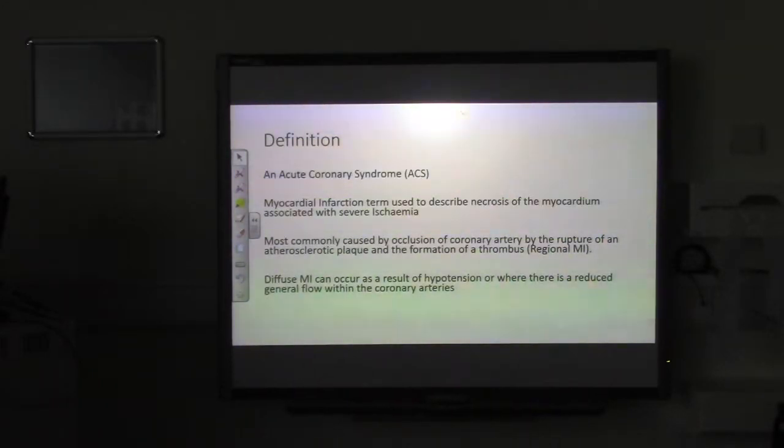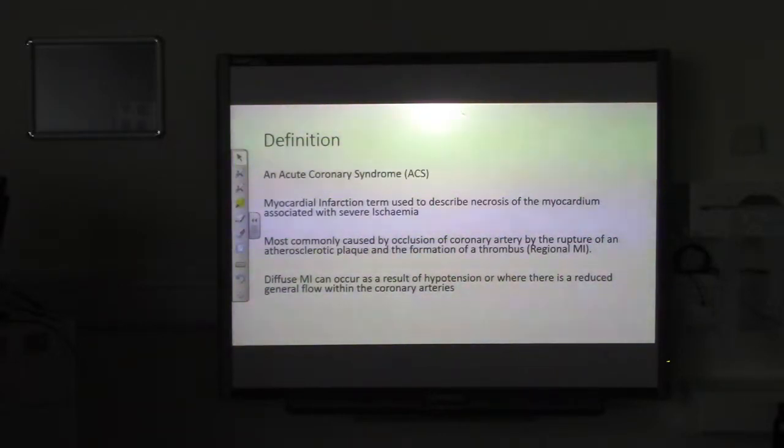So if we have a look at a definition, then it comes under the auspices of an acute coronary syndrome, and an acute coronary syndrome also includes unstable angina, and then it would also include non-ST elevated myocardial infarctions and ST elevated myocardial infarctions. And really, these acute coronary syndromes are a group of clinical symptoms compatible with acute myocardial ischemia.